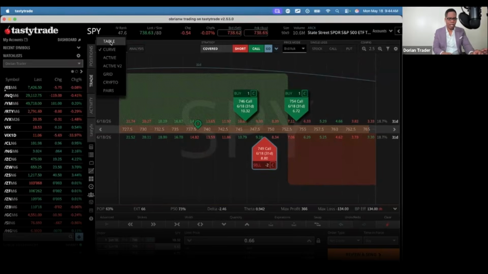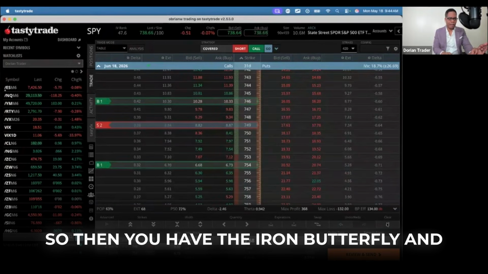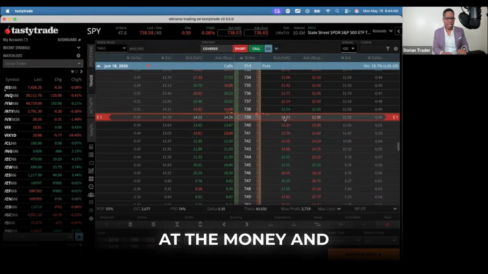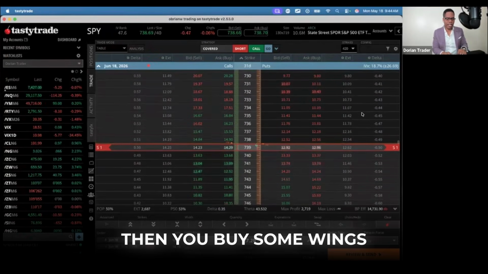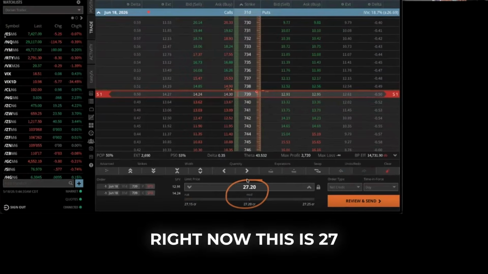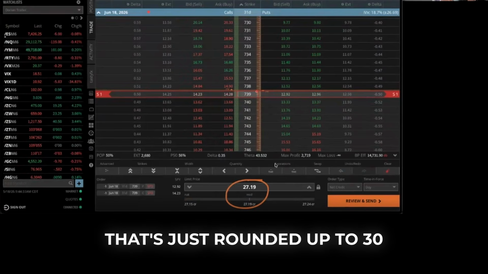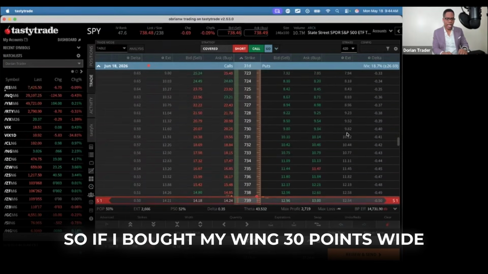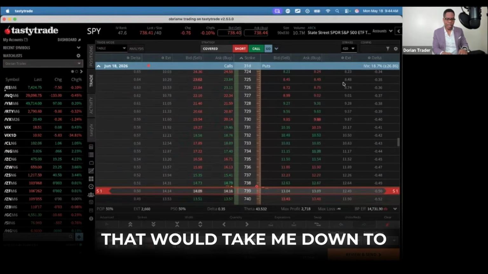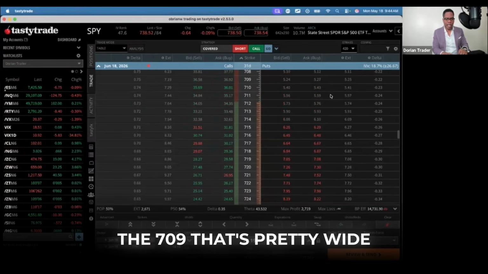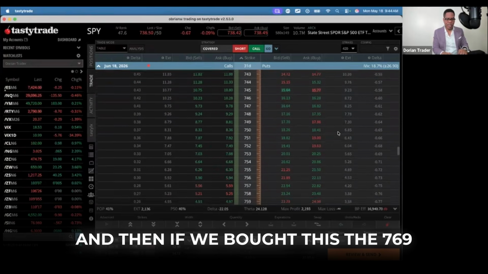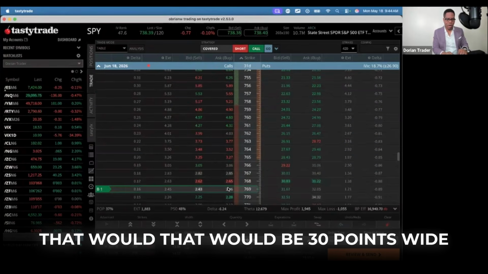Okay. So then you have the iron butterfly. And the iron butterfly is when you sell something at the money and then you buy some wings. Normally, I try to buy my wings based on what is the expected move. Right now, this is 27. That's just rounded up to 30, right? So if I bought my wing 30 points wide, that would take me down to the 709. That's pretty wide. But let's just say we did that. And then if we bought the 769, that would be 30 points wide.